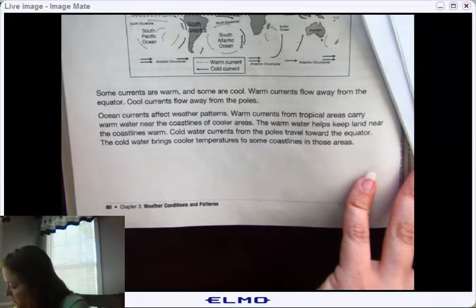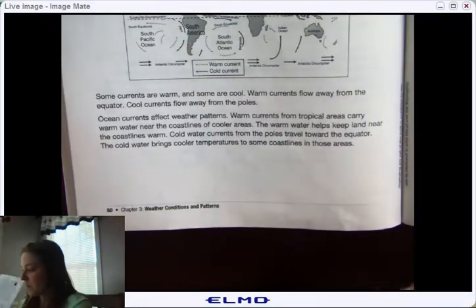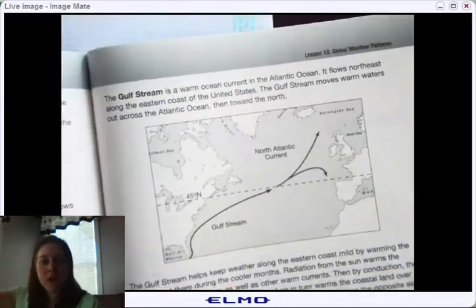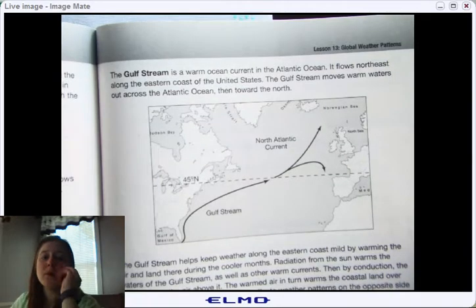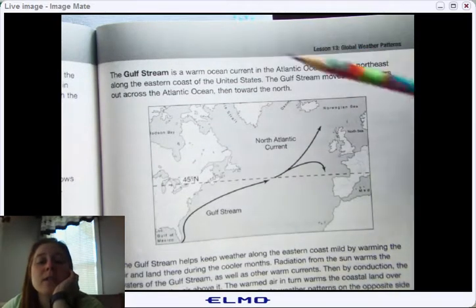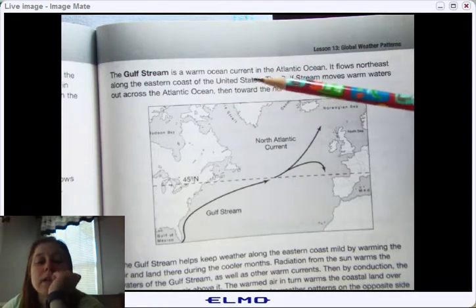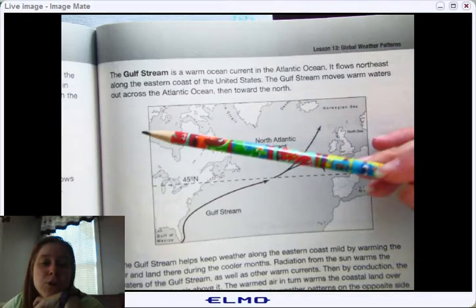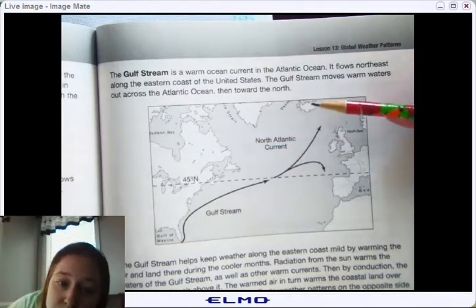The blank is a warm ocean current in the Atlantic Ocean. We're going to look at this one over here. So we're going to go to page 81 and talk about the Gulf Stream. The Gulf Stream is a warm ocean current in the Atlantic Ocean. It flows northeast along the eastern coast of the United States. The Gulf Stream moves warm water out across the Atlantic Ocean towards the north.